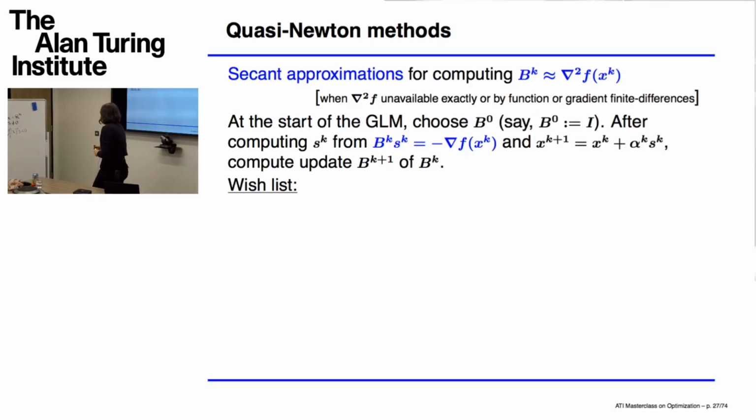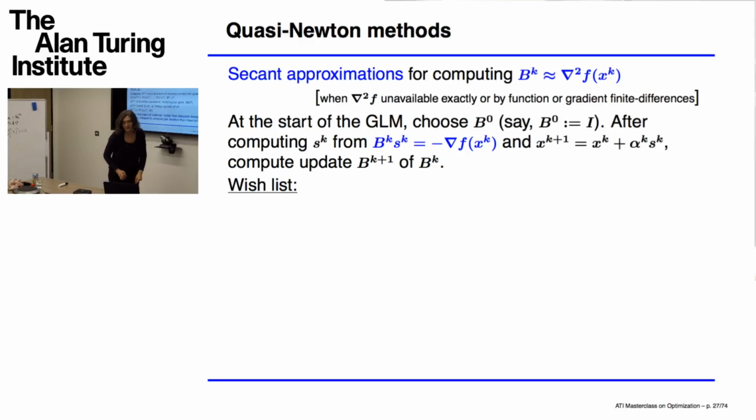So what you do in these methods is that we are still in this generic line search framework, and after you compute your direction from a system of this form, you construct your next iterate, and then using this and maybe some additional problem information, you construct your next matrix B_{k+1}. So you have a way to construct better and better matrices B_k. And we view these B_k, of course, as approximations of the Hessians. All right, so how do we do this?